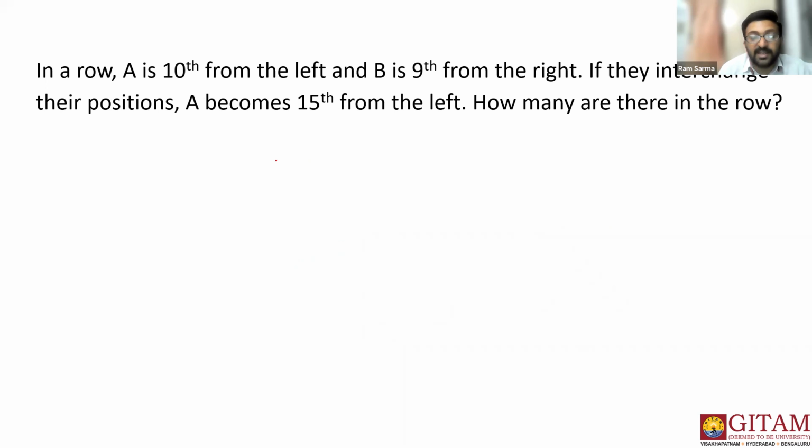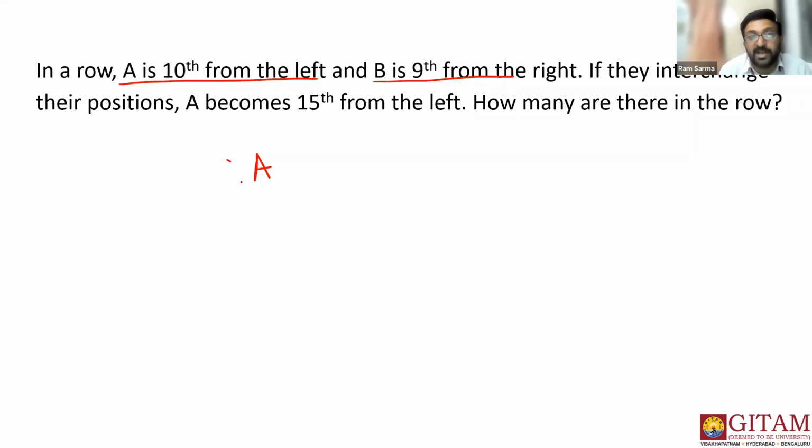Let us work on this. In a row, A is 10th from the left and B is 9th from the right. If they interchange their positions, A becomes 15th from the left. How many are there in the row? We need to understand one thing here. At the beginning, there is no relation between A and B. So let us consider this information this way.